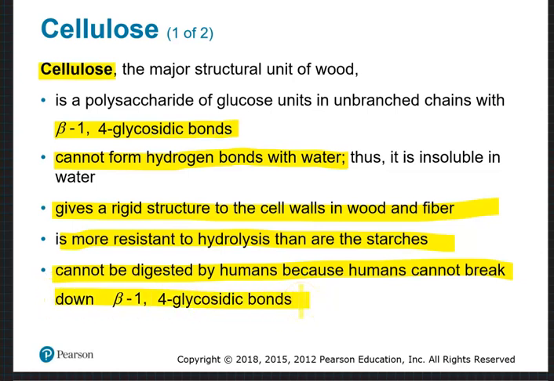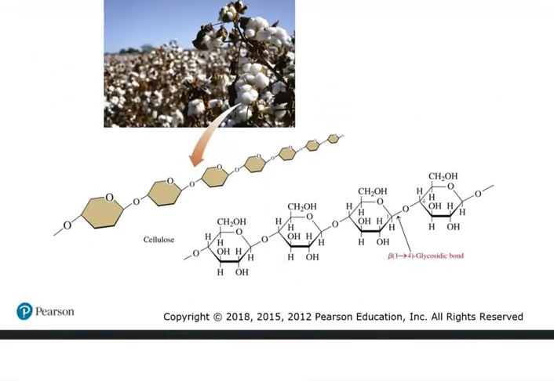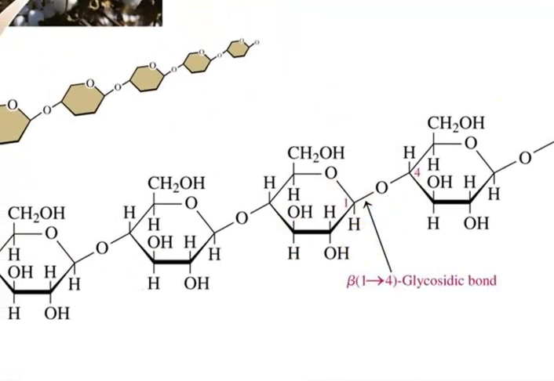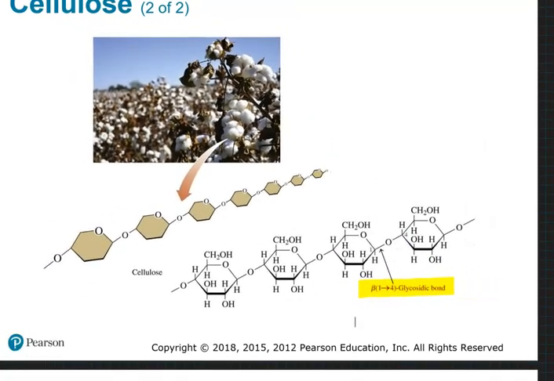Humans do not have enzymes that break down these beta-1,4 glycosidic bonds. That makes sense. Now, can you name an animal that can eat and actually digest plants? Goat. Sure. Goat would work.